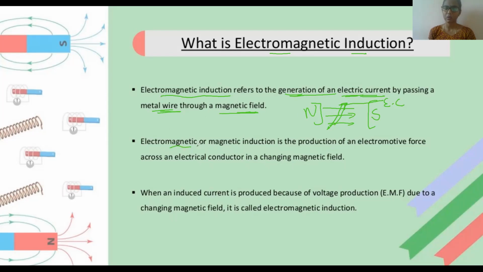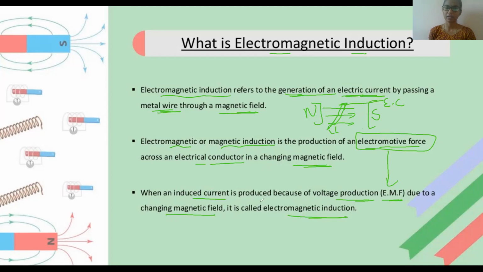Electromagnetic induction is the production of electromotive force across an electrical conductor in a changing magnetic field. When you change the magnetic field, the coil is going to rotate, and when the coil rotates, current is induced, opposite to an electric motor. The voltage produced is what we call electromotive force, EMF. They'll ask this in exams also. What is EMF? Electromotive force due to a changing magnetic field is called electromagnetic induction.